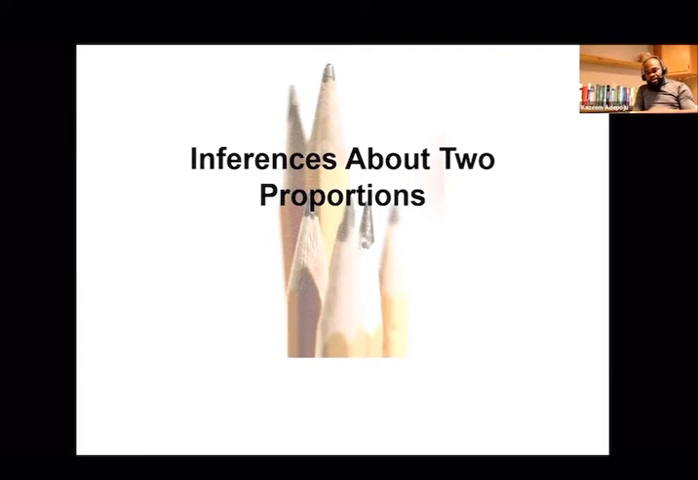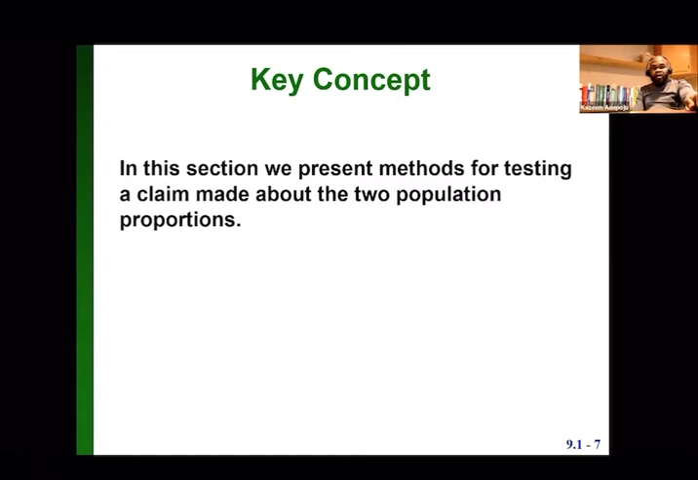Okay, so I want to visit them one by one. I want to focus on inferences about proportions. And of course, we want to develop a method for testing a claim made about two population proportions. Do you know there's a way you can compare the efficacy rate of two vaccines?